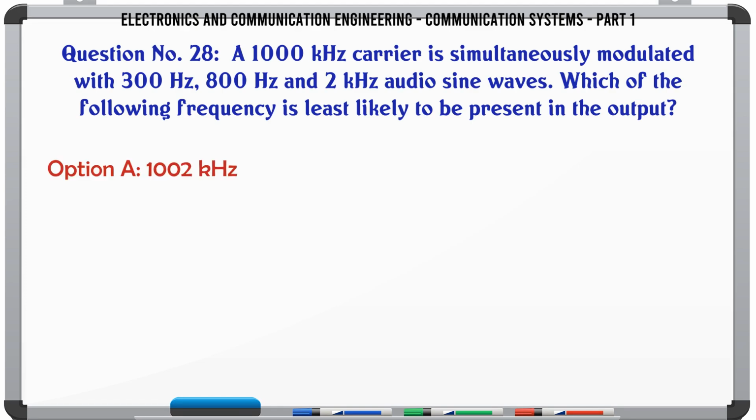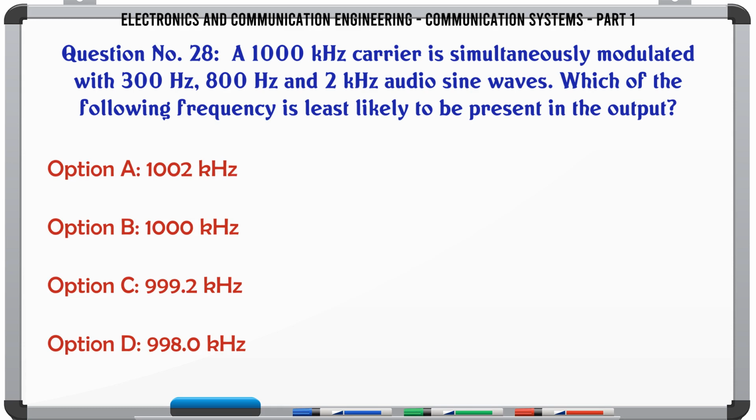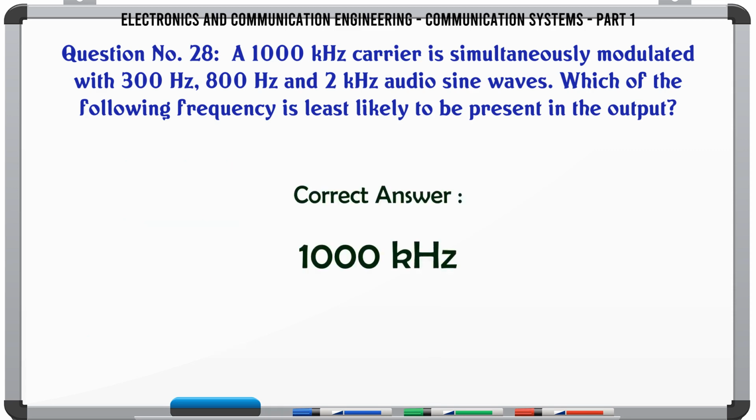A 1000 kHz carrier is simultaneously modulated with 300 Hz, 800 Hz, and 2 kHz audio sine waves. Which of the following frequency is least likely to be present in the output? A. 1002 kHz, B. 1000 kHz, C. 999.2 kHz, D. 998.0 kHz. The correct answer is 1000 kHz.